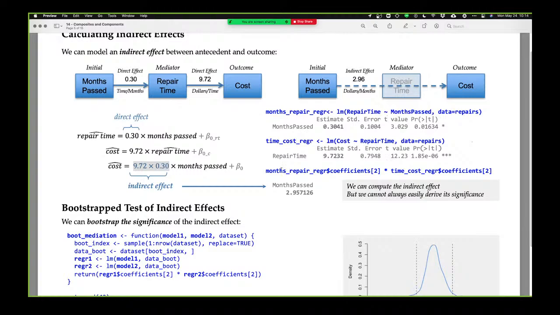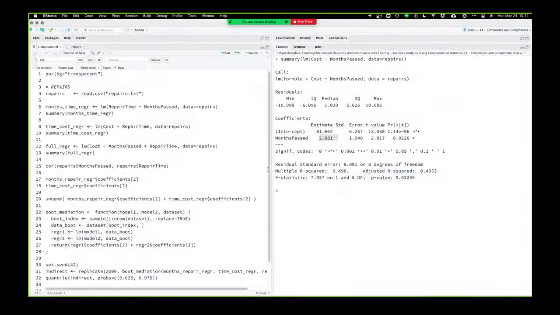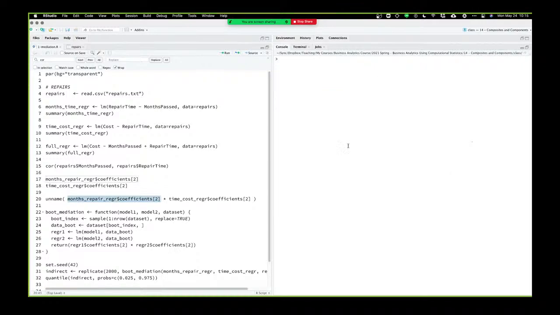All right. So if I do this statistically here, I did my months time regression here, I did my time cost regression here, and now what I can do is extract the coefficient from each of these. I can take the months repair regression, and I can inspect its coefficients. Oh, excuse me, I've misnamed this variable here. Is it months time? Okay.